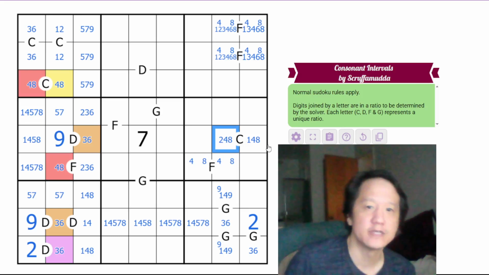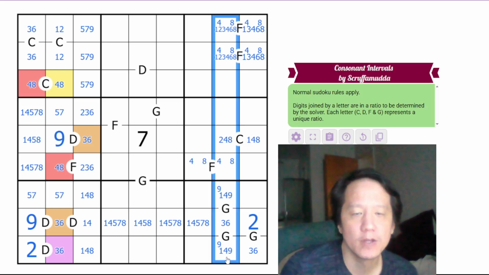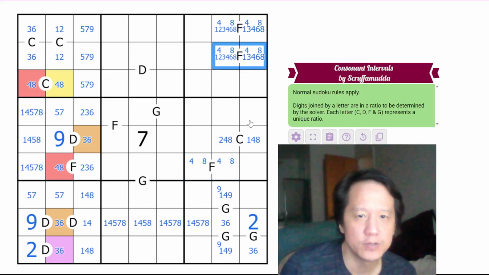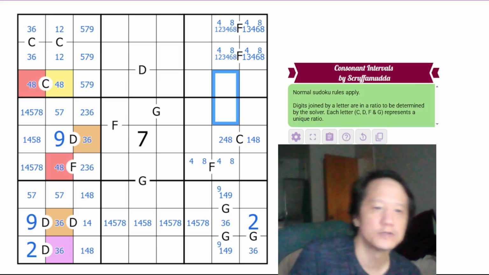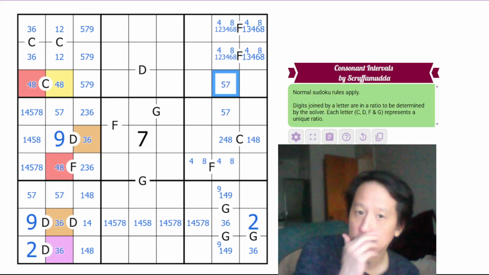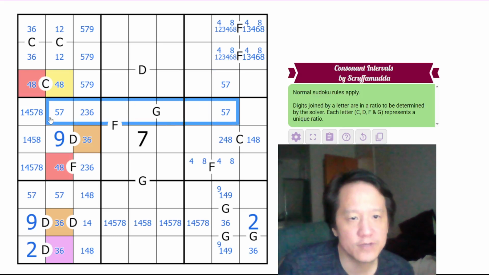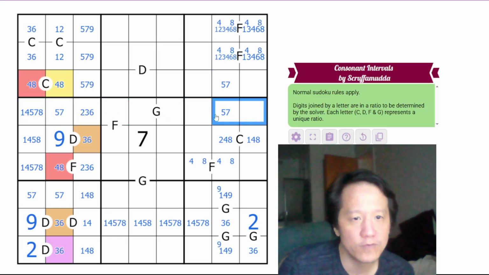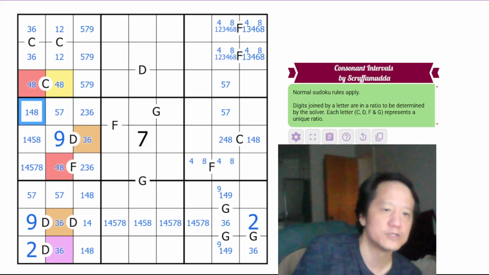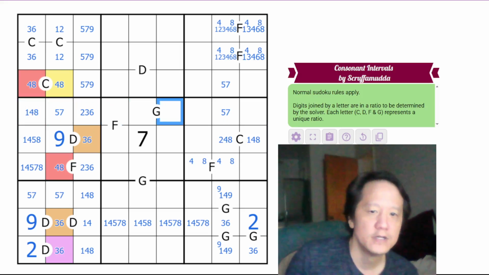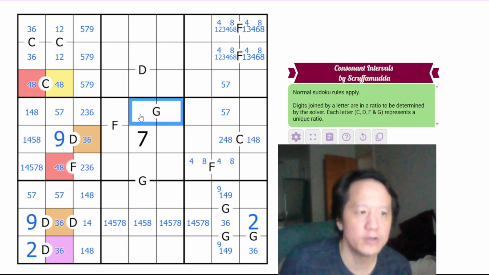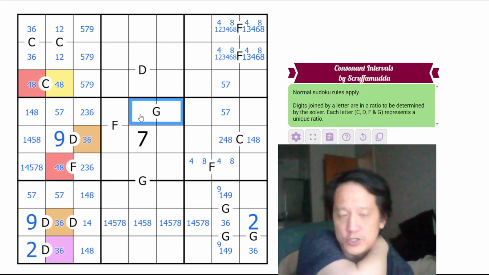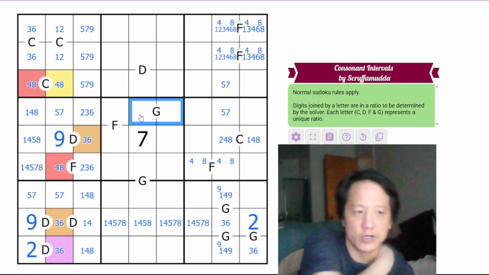Where are 5 and 7 in column 8? They can't be next to an F ratio. They can't be next to C or G. So they have to be here. So this is a 5-7 pair here. We have a 5-7 pair in row 4, which eliminates 5 and 7 in the rest of the row. This can't be 5 or 7. G, again, is in a 3 to 1 or a 2 to 3 ratio. We're not sure which. F is 4 to 1 or 3 to 4. We're not sure which.